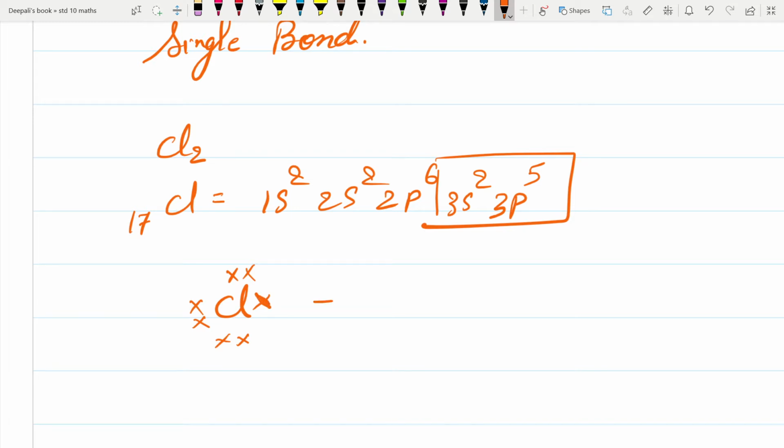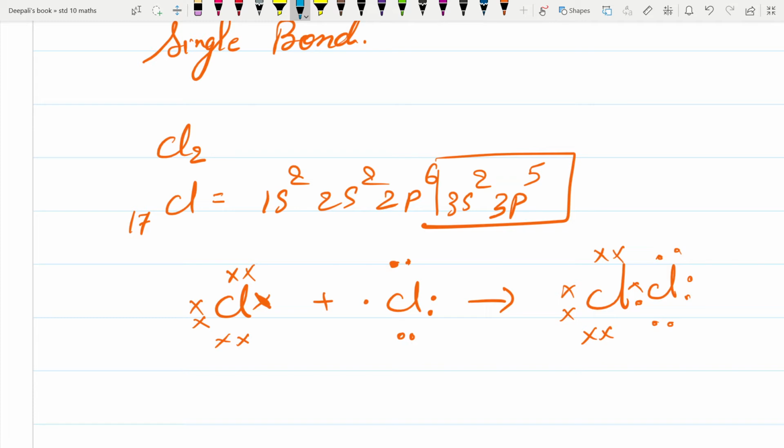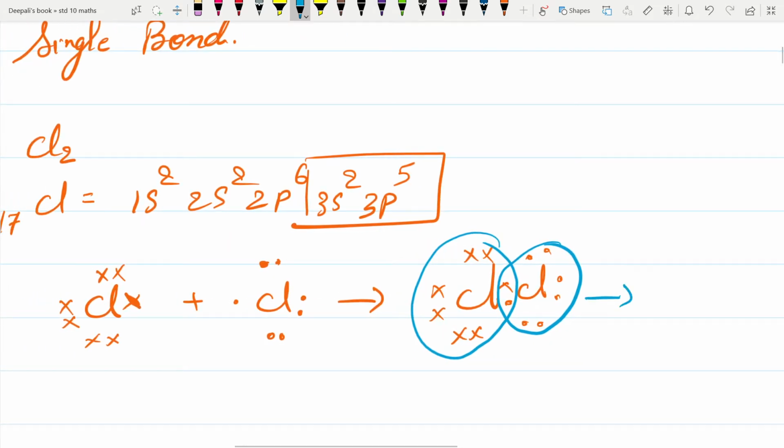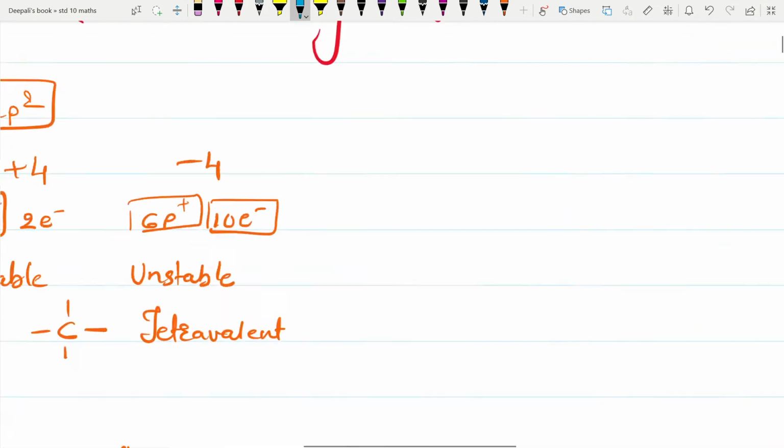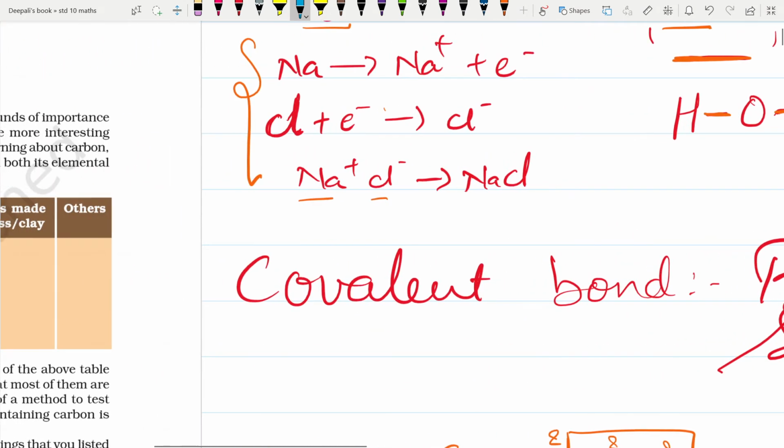So, it will take another Cl atom and have 1, 2, 3, 4, 5, 6, 7. So, this also has one unpaired electron. This electron will form a pair and make one single bond between the two atoms. So this is the structure of chlorine, where it has completed its octet by sharing the electrons, and it is having one single bond, Cl-Cl. So this is how you can understand the covalent bonding in hydrogen and chlorine atom.